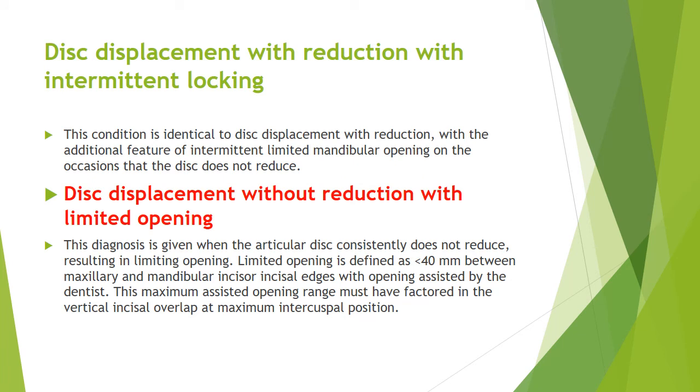Another condition that we have to focus on during the examination of the temporomandibular joint, also related to this disc, which is fibrocartilaginous tissue, is disc displacement with reduction with intermittent locking. This condition is identical to disc displacement with reduction, with an additional feature of intermittent limited mandibular opening on the occasion that the disc does not reduce. In the first case, the articulating disc is removed from its position but retained to its position, and returns to its normal position.